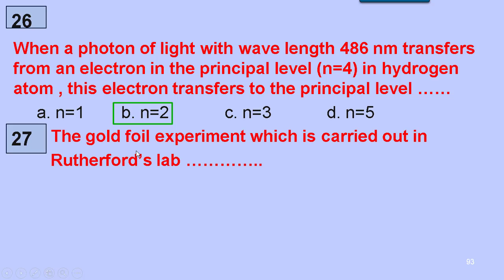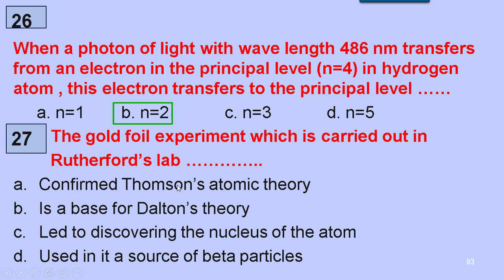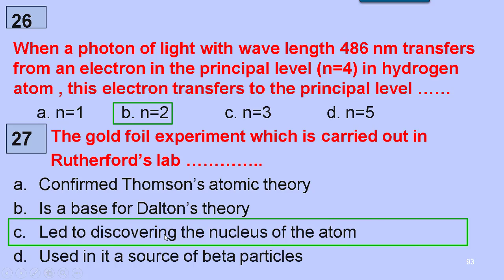The gold foil experiment, which is carried out in Rutherford's lab, confirmed Thomson theory, is a base for Dalton's theory, led to discovering the nucleus, used in it a source of beta particles. Of course, the correct choice will be C because this experiment let us know that we have a dense particle at the center of the atom called nucleus.